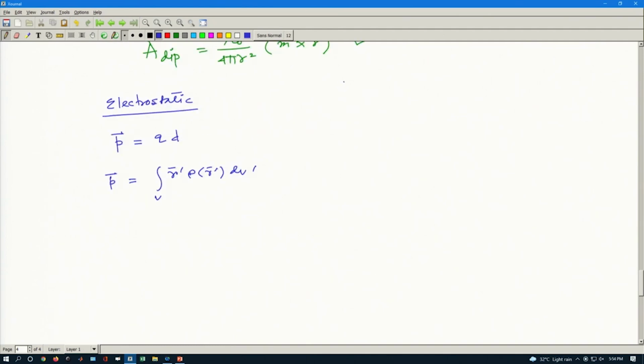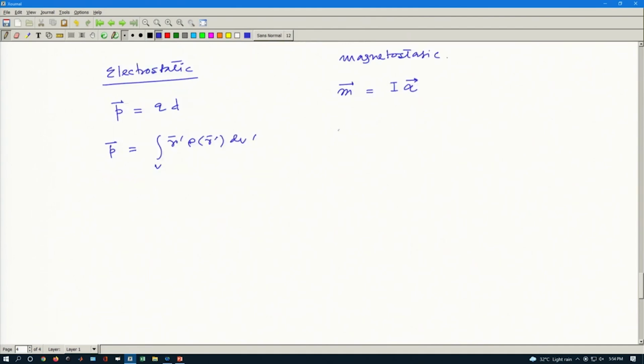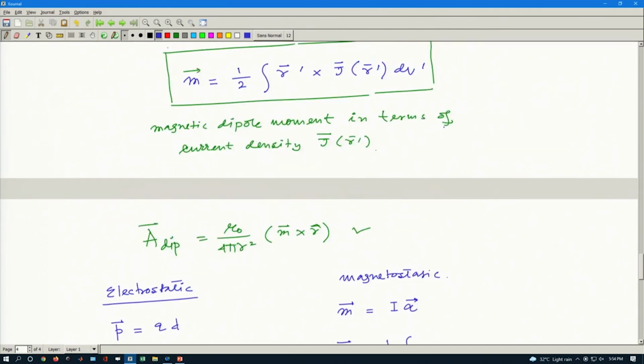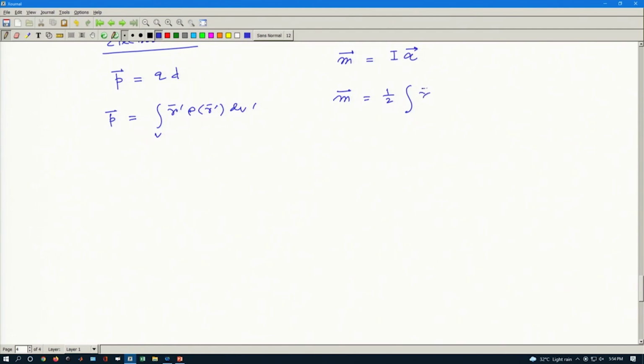In a similar way for magnetostatics, the magnetic dipole moment M is defined, in a crude way, as current into area, but I can also write it as half the integral of r' cross J(r') dv'.